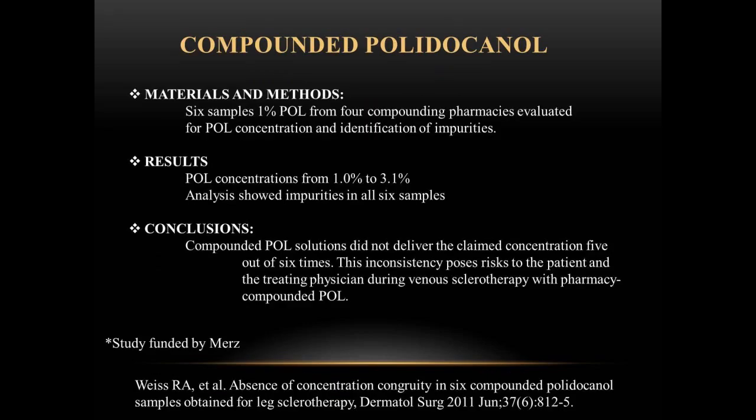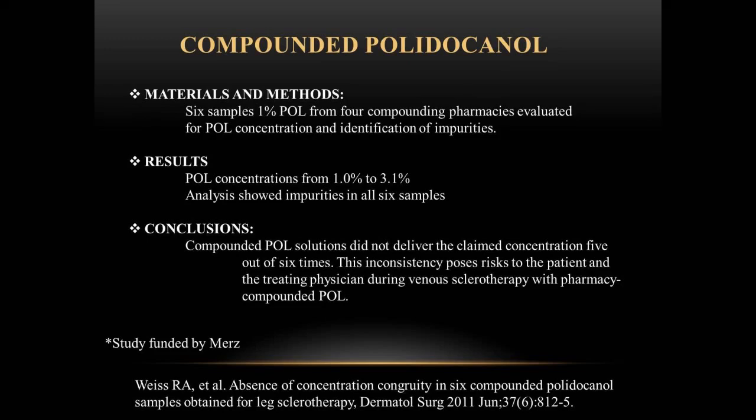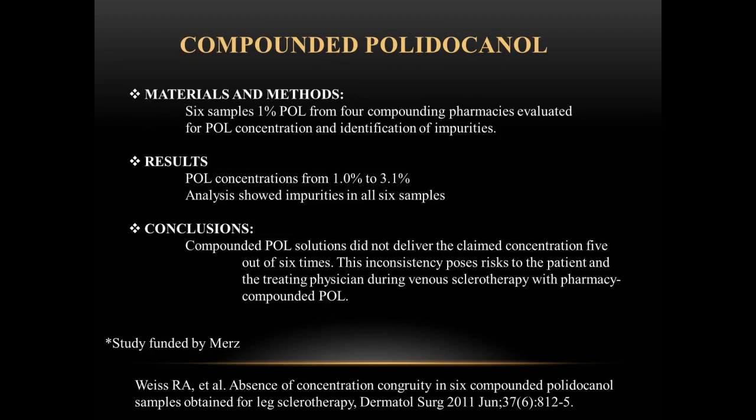Now, this is another paper that Bob Weiss wrote in 2011. I will point out that the study was funded by Mertz, who at the time provided STS. They looked at 6 samples of 1% polidocanol from 4 different compounding pharmacies and found that the range of concentration was from 1 to 3%. So if you think you're using 1% polidocanol for a moderate-sized vein and it's actually 3%, the incidence of complications is obviously going to go up. And the analysis of all 6 of those samples did show impurities. So their conclusions were that the polidocanol did not deliver the claimed concentration 5 out of 6 times, and the inconsistency does, in fact, pose a risk to the patient.